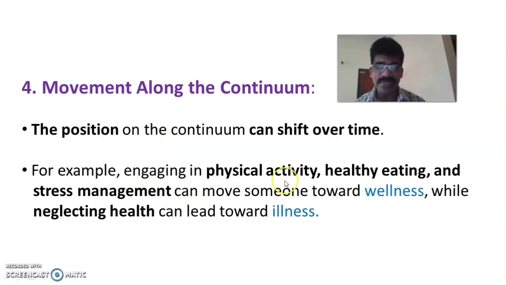For example, engaging in physical activity, healthy eating and stress management all can move someone towards the wellness or optimum health. While neglecting health or healthy practices can lead towards the illness side, that is the right side of the health illness continuum. That is the movement along the continuum that is not stable. It can shift at any time, okay, according to the healthy practices and healthy behavior and lifestyle of the person, or exposure to various infectious agents, other morbidity conditions, etc.